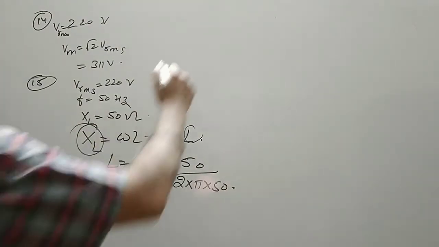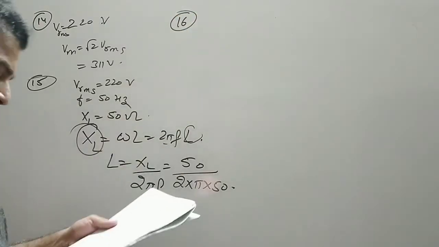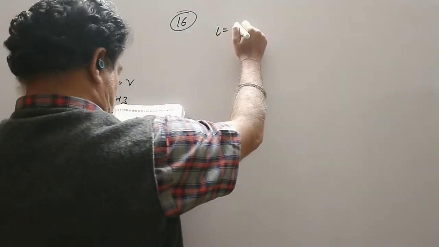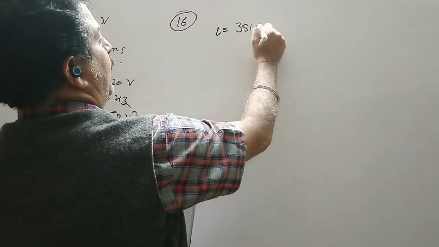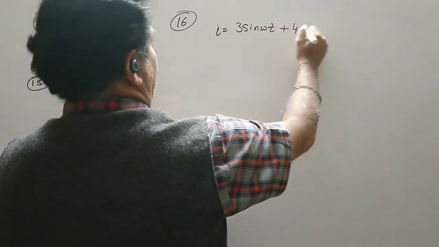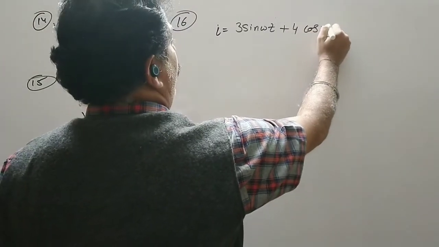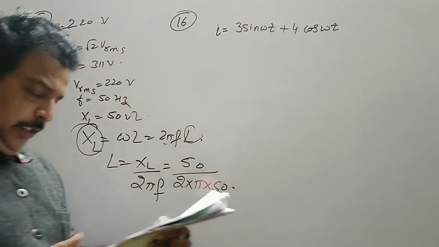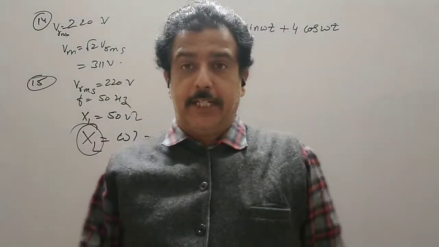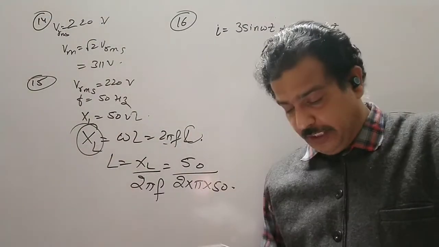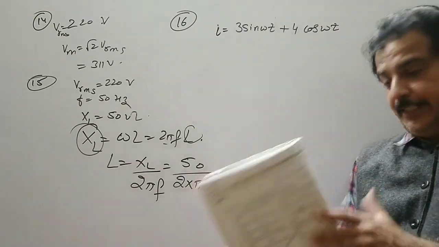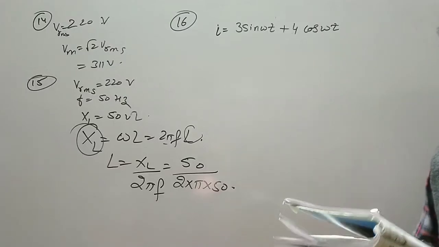Now question number 16. The current in an AC circuit is given by I is equal to 3 sine omega t plus 4 cos of omega t. Then we have different options. You have to check each and every option. The RMS value of the current is 5 ampere. Mean value of this current for a half cycle is 6 by pi.